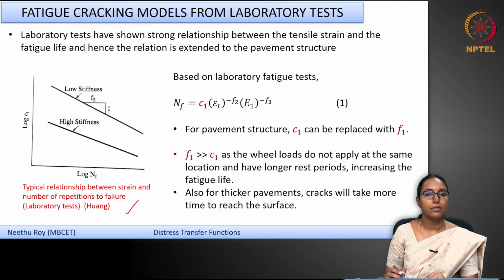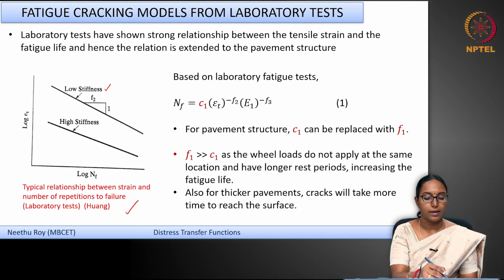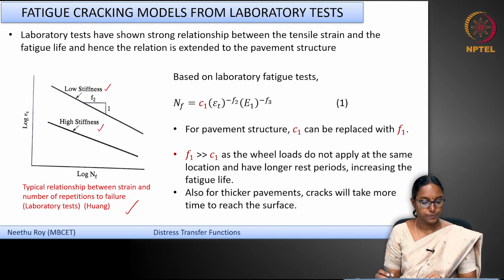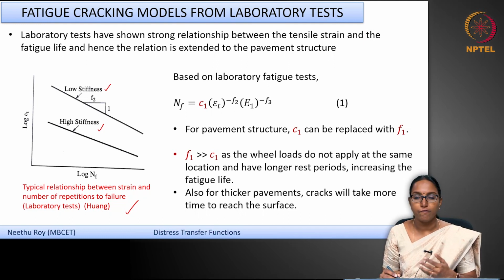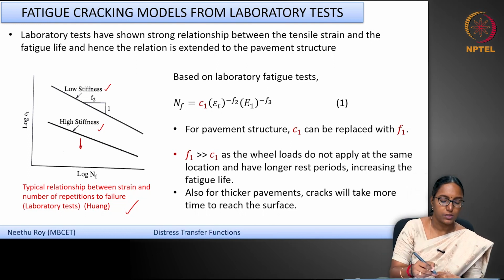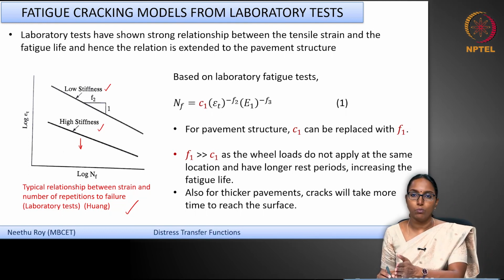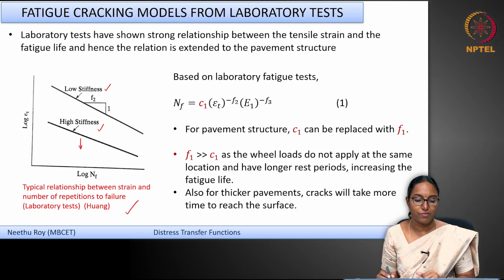So, you can see that there are 2 mixes considered here. One is a mix with a low stiffness and the other is a mix with a high stiffness. And you see that the tensile strains that happen in the material is low for a high stiffness material and high for a low stiffness material. And also, as the strain reduces, the number of repetitions to failure will be more. Okay, so it will take a large number of load repetitions till it reaches a failure state.